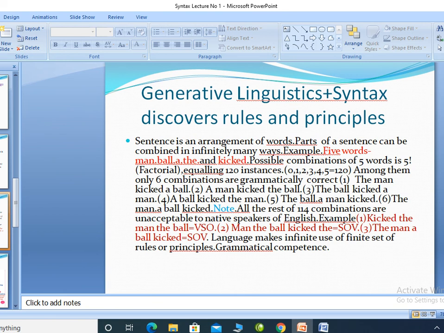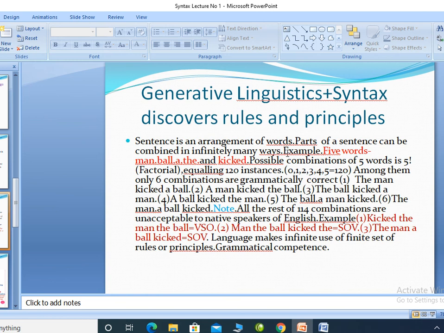Generative linguistic syntax: discover rules and principles. This is another point we will discuss, generative grammar. Syntax not only deals with the proper placement of words, but it also discovers rules and principles. What are the rules and principles which govern sentence structure? So syntax also digs out different rules and principles and the syntactic properties of a language.